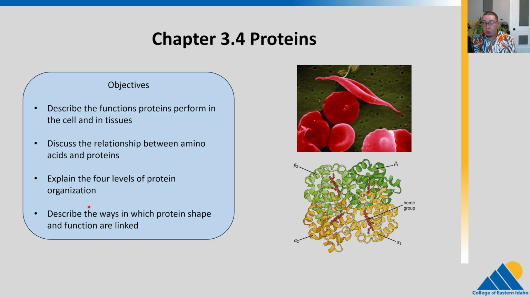And this has to do a lot with protein shape. And as we said in chemistry, right, shape is everything. So the shape of a protein dictates how it's going to function. And we'll talk a little bit about an example where when proteins don't go into the right shape, negative consequences can occur.